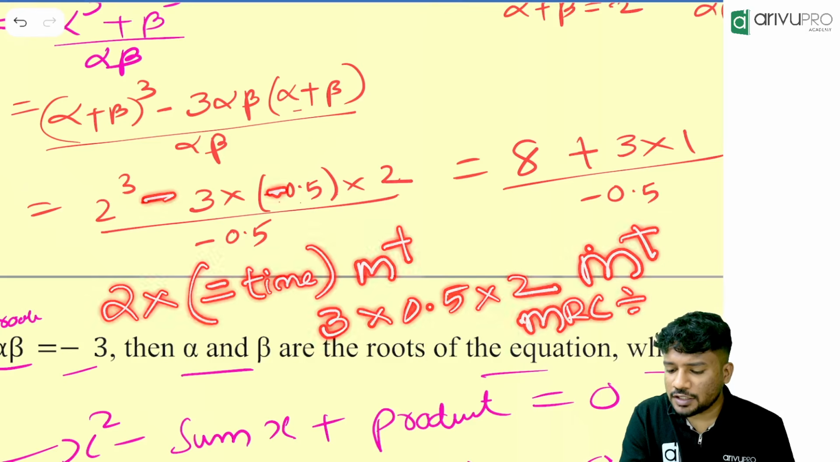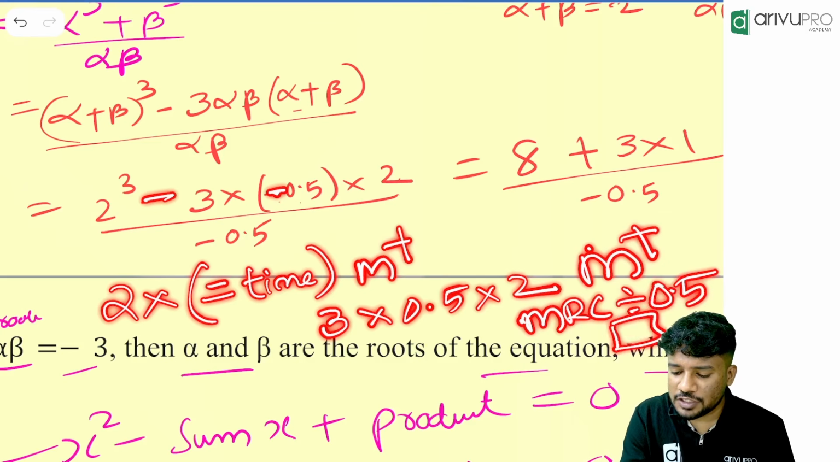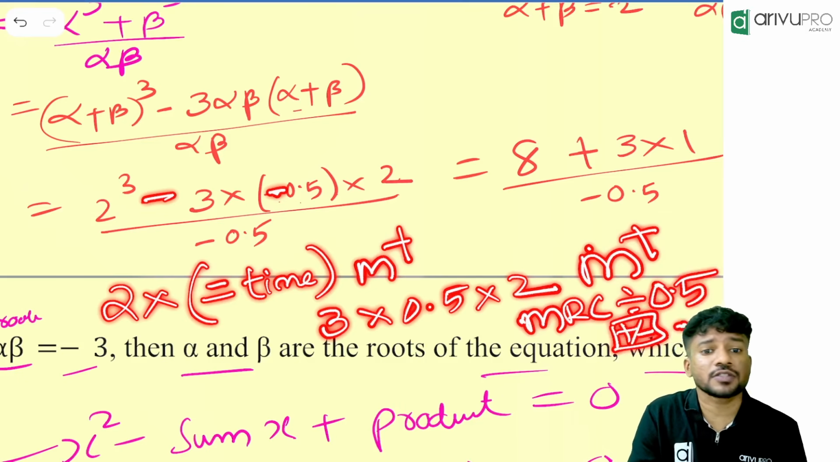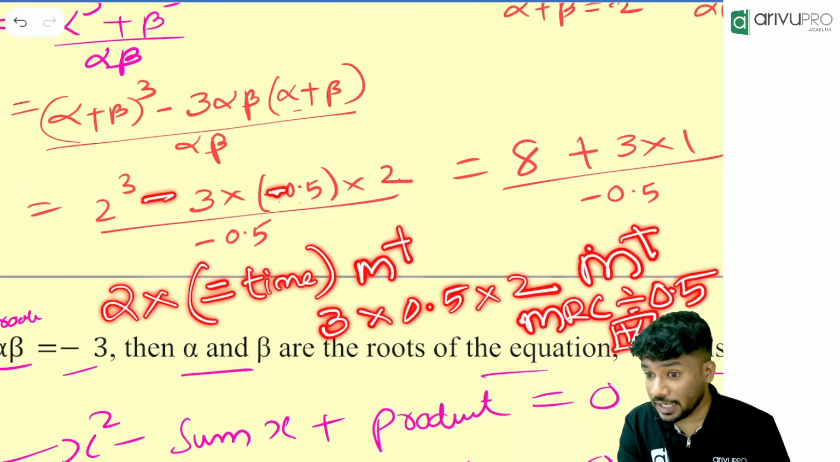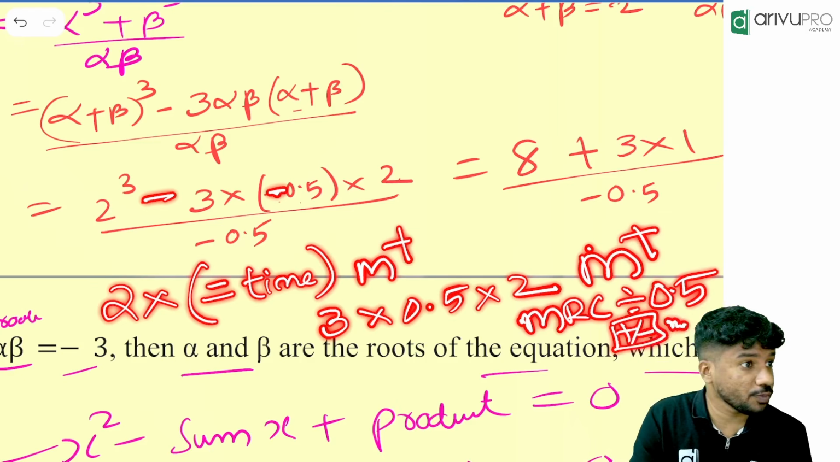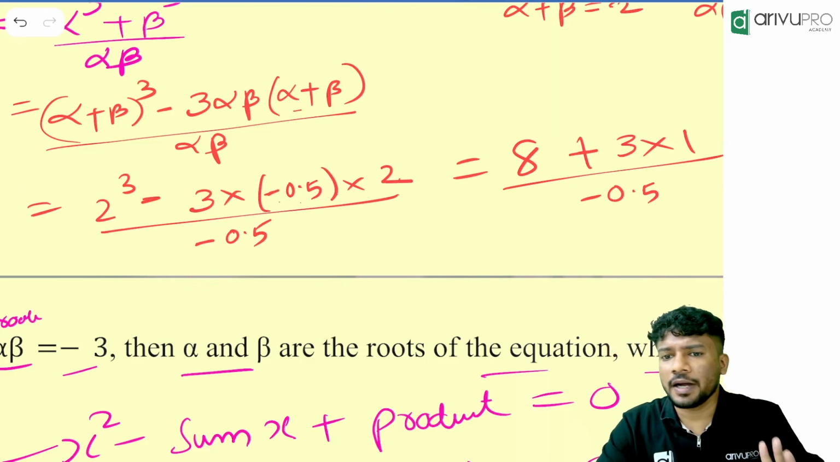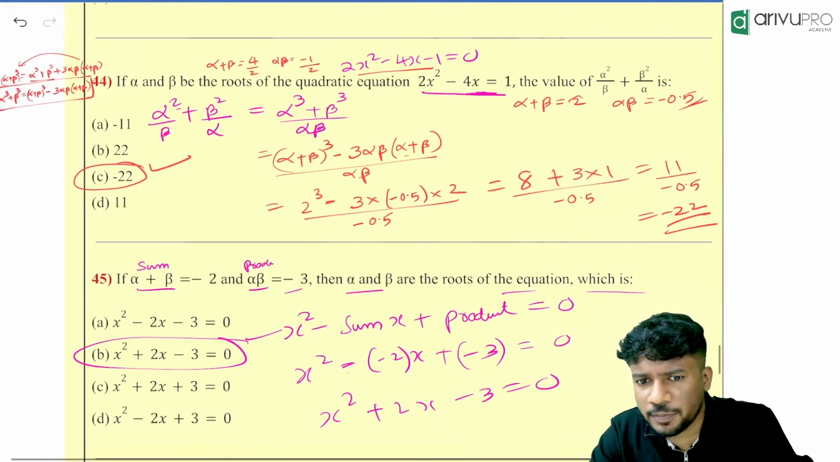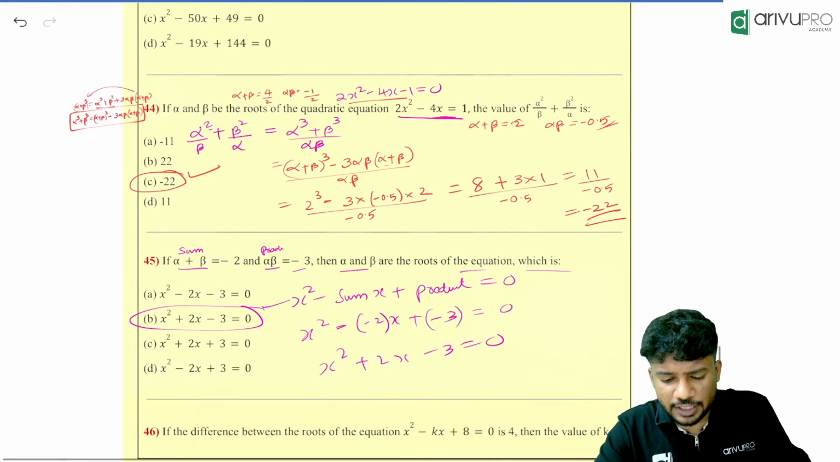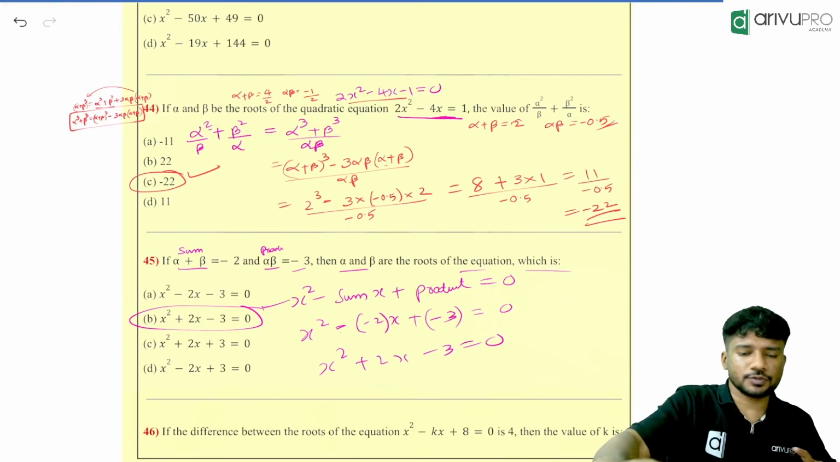Divide with 0.5, then click which button? The plus or minus button. Why did I use the plus or minus button? Because the denominator has a negative sign, so our entire answer should be negative. So how much did you get, people, on the calculator? You might have got minus 22. Everyone got minus 22. Did anyone get any different answer? Please tell me that also.